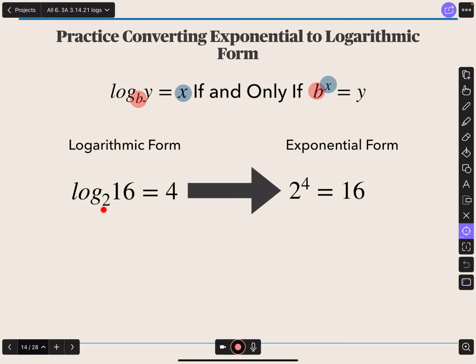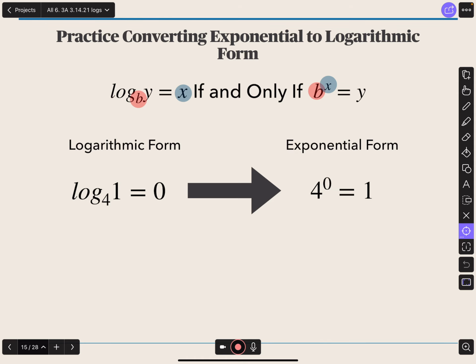Okay, so the base of your logarithm is the base of your exponential. The exponent is the answer to your logarithm. And the argument of the logarithm is what that base to the exponent equals.